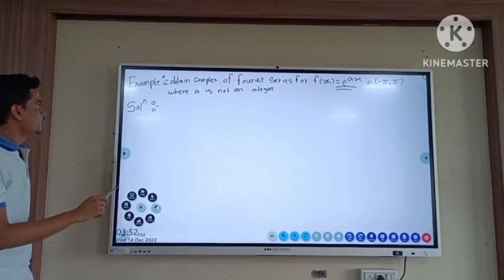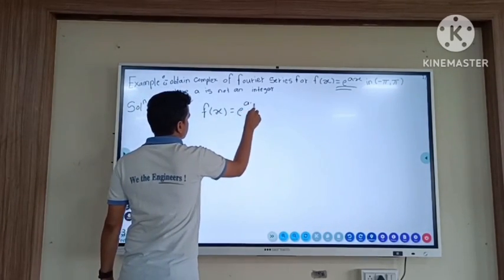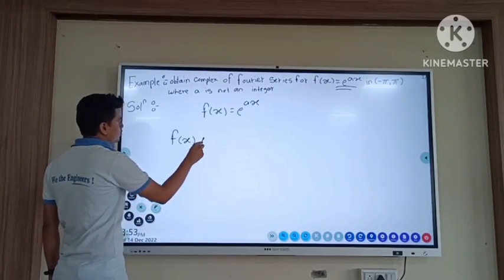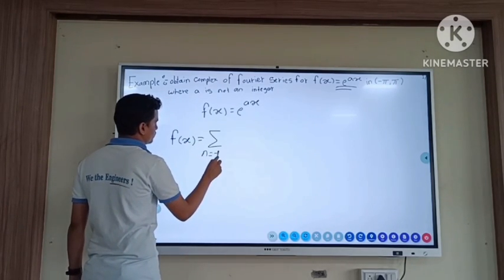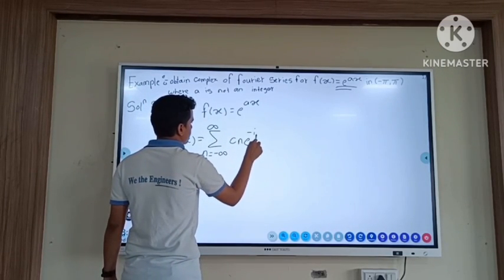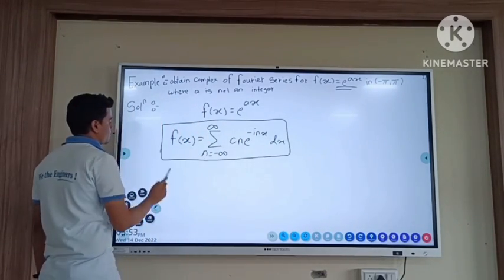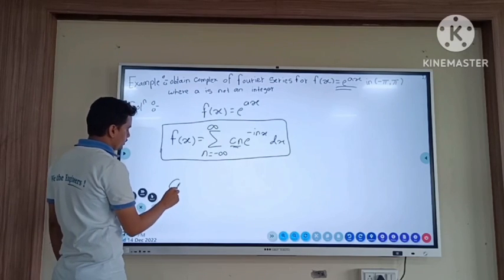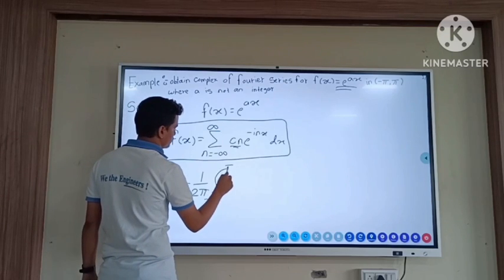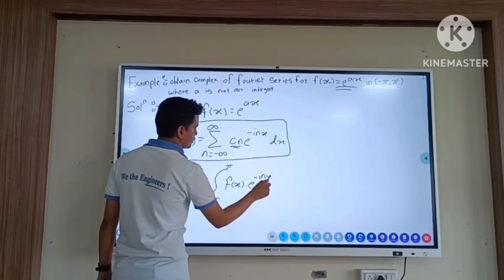Where a is not an integer, our function is f of x is equal to e raised to ax. For solving this example, our main formula is f of x is equal to summation of n from minus infinity to infinity Cn e raised to i n x. It is the main formula for solving this example. So first I will find the Cn. For finding Cn, the formula is 1 upon 2 pi integration minus pi to pi f of x e raised to minus i n x dx.